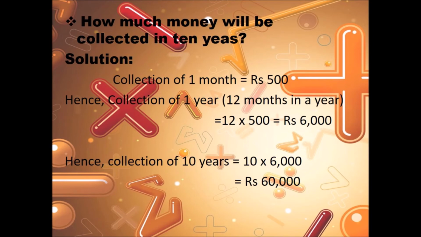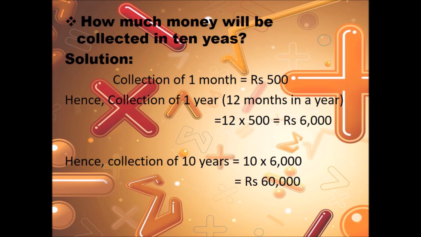We also have one more question on the same bank sum. What is the question? How much money will be collected in 10 years. That is, we have to calculate the amount collected by the bank in 10 years. This solution involves three steps. The first step is we have to calculate the amount collected in 1 month. Next, we have to calculate the amount collected in 1 year. And third step is we have to calculate the amount collected in 10 years.